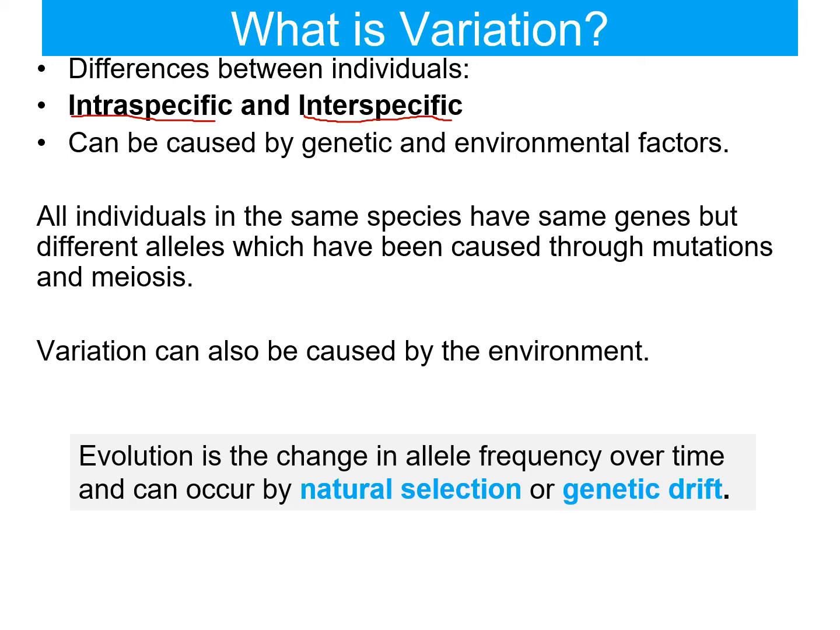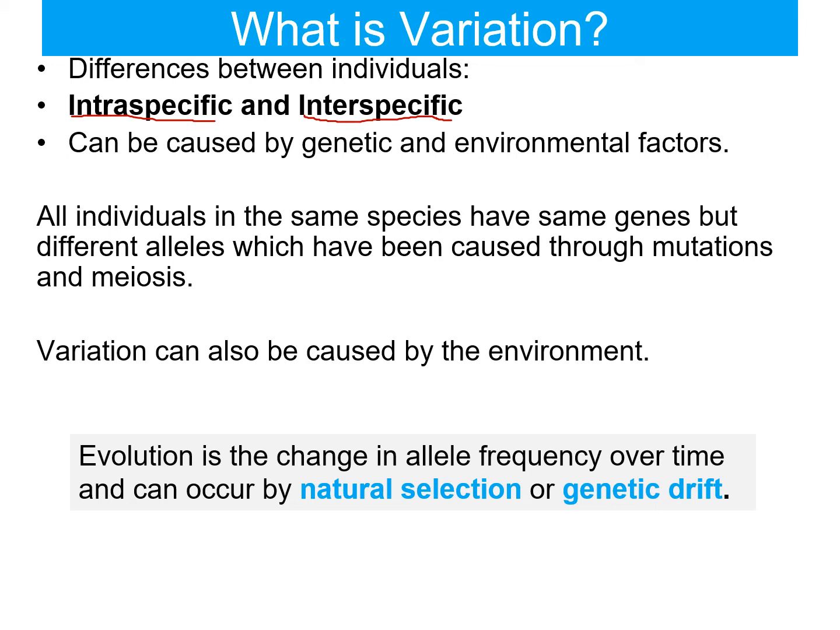It could be that individuals in the same species have the same genes, but mutations and changes in meiosis, such as crossing over and independent assortment, allow different alleles to be created and passed on. We said variation can also be due to environmental factors. So you could be a twin, but if one of you has a healthy lifestyle and one of you doesn't, then the environment is affecting you.